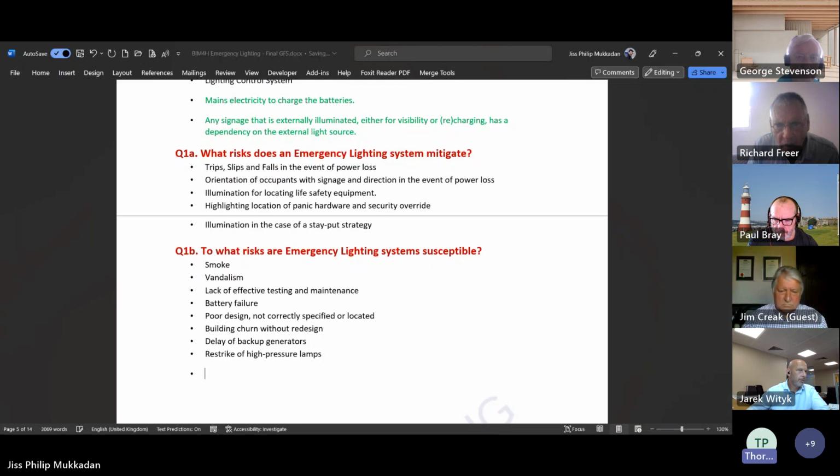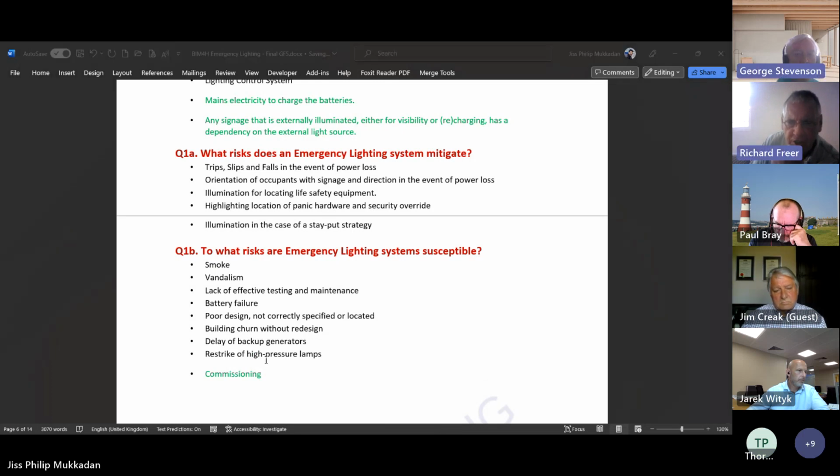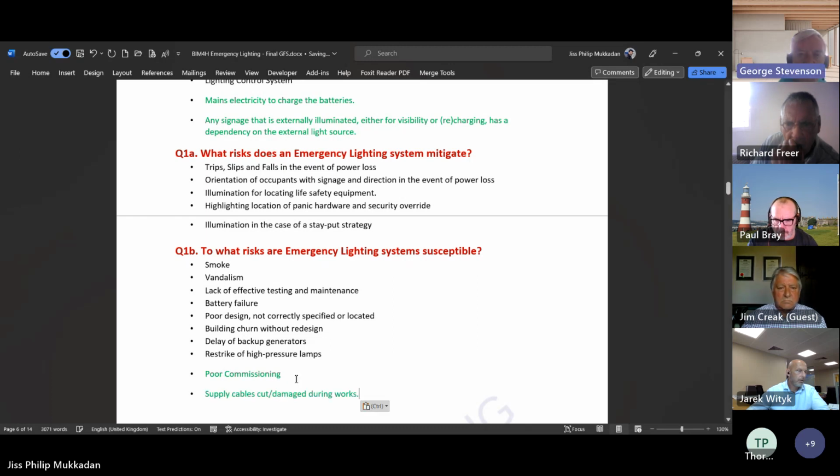Whether you want incorrect operations, so it is possible to do hold-off circuits when a building is empty. If you don't effectively use them when you come back in, you can leave a building without any emergency lighting because you haven't put it back in operation. Poor commissioning, Jess. Peter, that sounded interesting. Would you mind putting that into the chat so that we can copy that through? Okay, thank you. Scroll down.